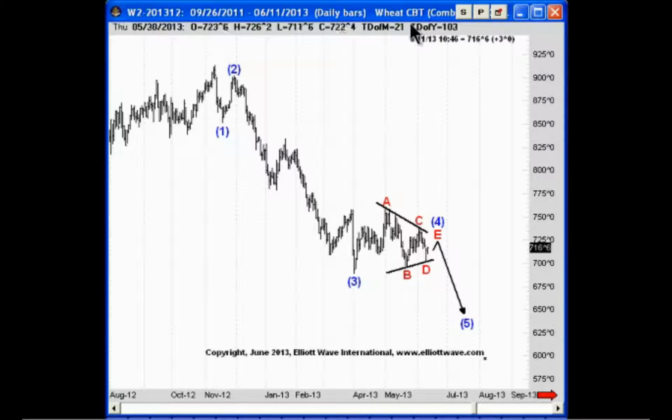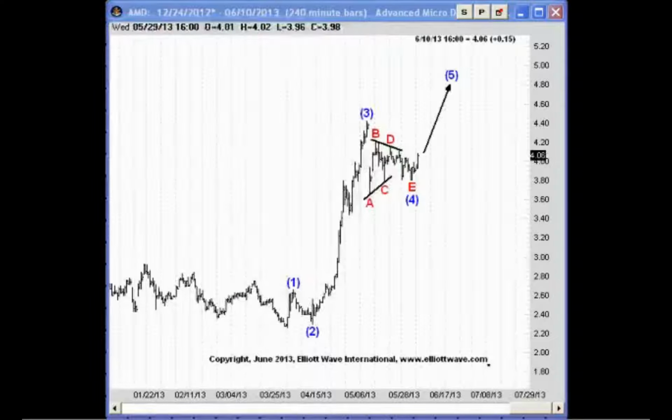Another market where we're actually seeing a triangle come to completion, actually it's already ended, it ended at 381, and I've spoken about this market before. This is a stock, Advanced Micro Devices, ticker symbol is AMD. This is a very small triangle. It's a triangle in the 4th wave position, and it should yield a 5th wave move to the upside to roughly about, say, $4.75 a share.